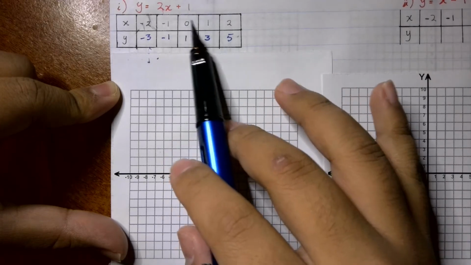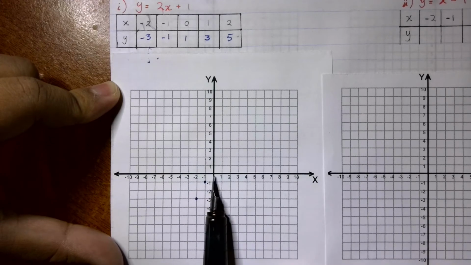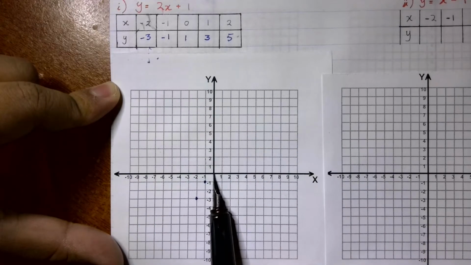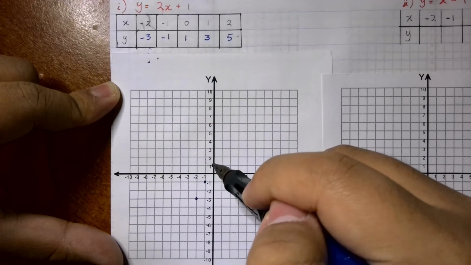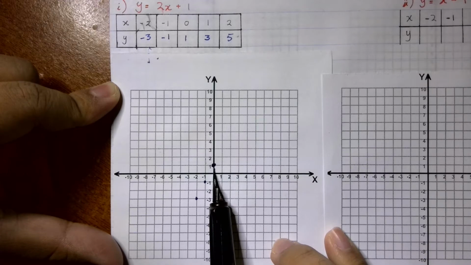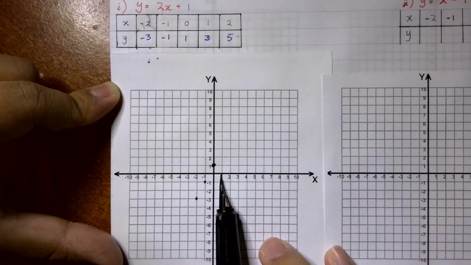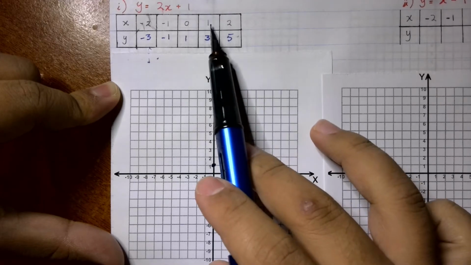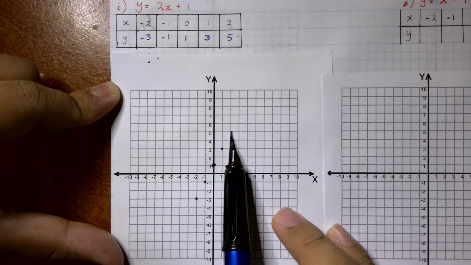Well, this is a little bit tricky because x at 0 means it hasn't moved left and it hasn't moved right, so it's at this point here. And then y, we need to move up to 1. So 0, 1. It's on this line here, and that point there. The next point is 1, 3, this point here. And the last one is 2, 5.